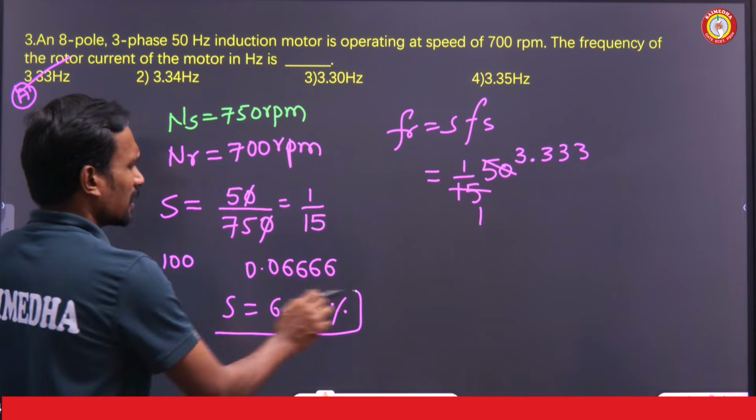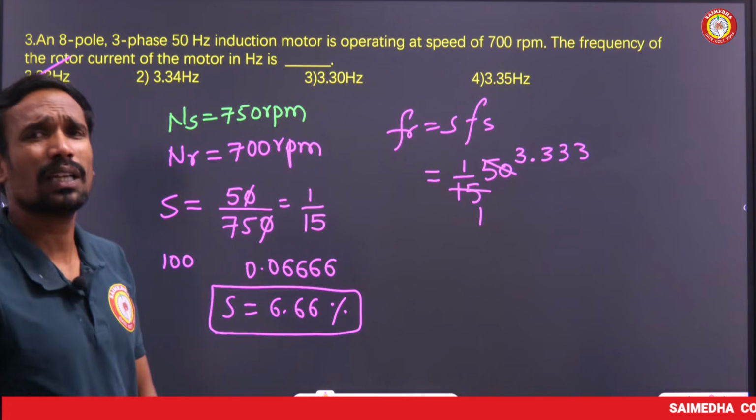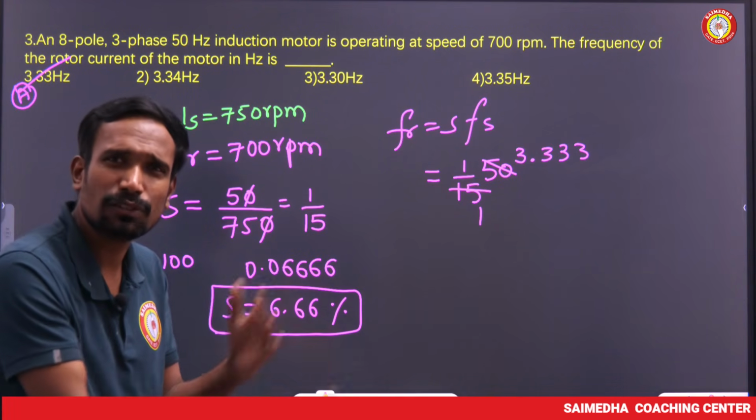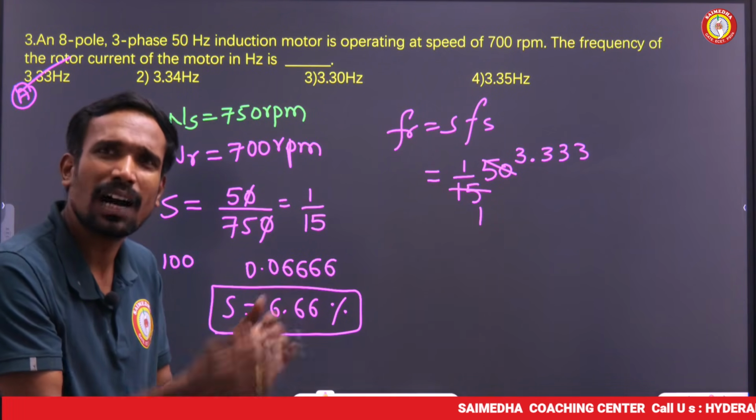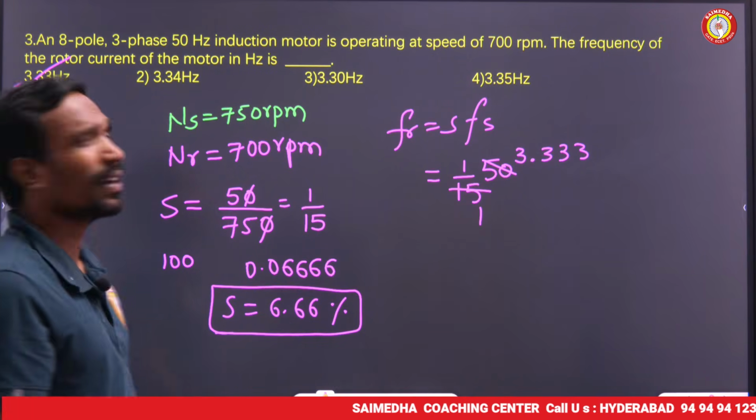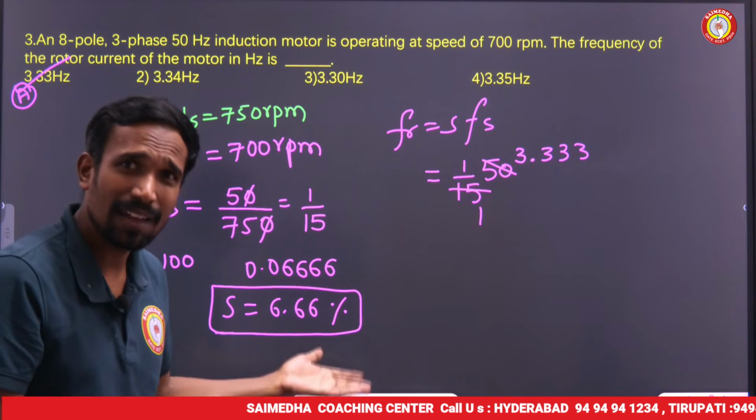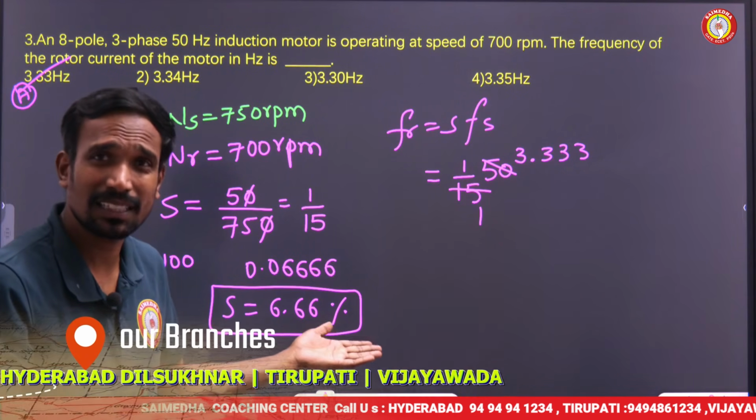If the slip is 6.66%, then the rotor frequency is half of the slip value, how much? 3.33 hertz. We have tricks also, we discussed in the class.